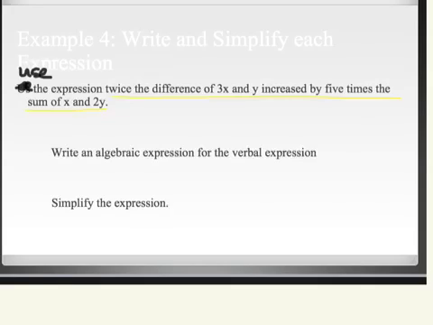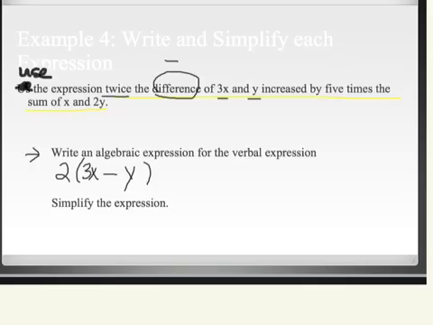Okay, so it says twice the difference of 3x and y increased by 5 times the sum of x and 2y. That is such a lot. And we're at the first step, we're asked to write an algebraic expression for the verbal expression. So when I hear the word difference, I know that that means to subtract. So twice the difference. Twice means to multiply by 2. So I'm talking about twice the difference of something. What's the difference of what? 3x and y. So twice the difference of 3x and y. That seems to satisfy that first part.